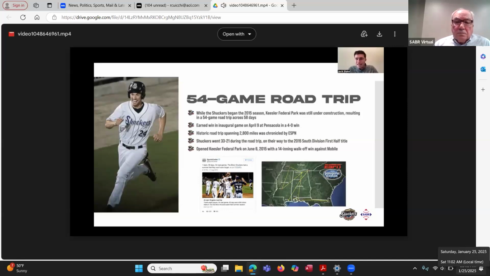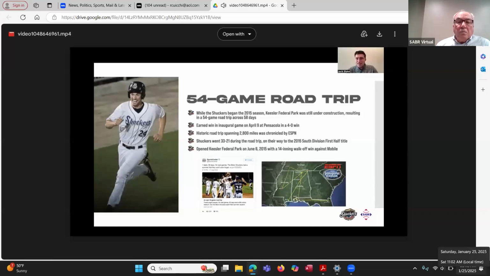So they get back. They're on about 2 hours sleep, 3 hours sleep. They go do this parade. They open the ballpark. Guys go back to sleep. They get to the ballpark. They take on the Mobile Bay Bears, which at the time were the closest Southern League team to the Shuckers, about an hour drive away. They played 14 innings in a game that went deep into the night.